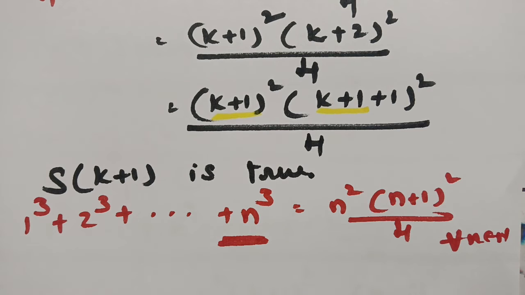So the equation is satisfied with n is equal to 1, n is equal to 2, n is equal to 3, and so on. n is equal to k and k plus 1, and so on. According to the mathematical induction, we conclude that it is true for every natural number. Therefore, the given statement, that is 1 cube plus 2 cube plus 3 cube plus and so on n cube, which is equal to n square into n plus 1 whole square by 4, is true according to the mathematical induction.